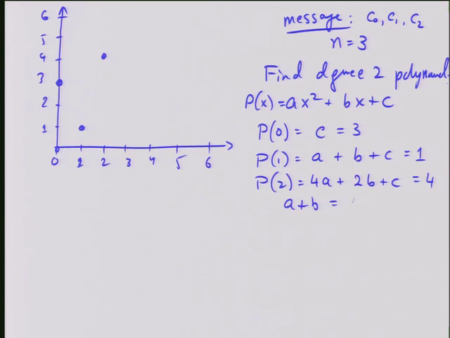Say we are still working mod 7, right? That's what we are working. 4a plus 2b is 4 minus c, 3. It's 1. This is 5. Okay. So you can solve this, right? You know how to solve this. You multiply this by 2, you subtract from that, etc. Okay, so we figure out this polynomial.